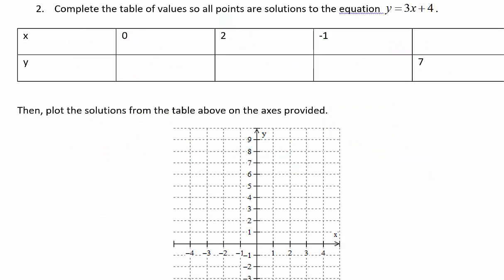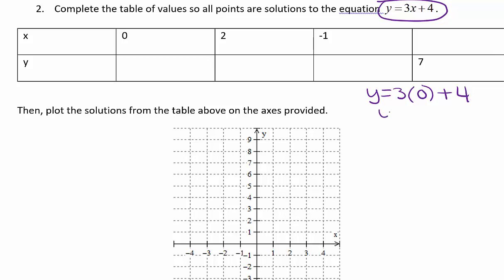Now, if I give you half of the solution, we can find the other half. For example, in example 2, we've got the equation y equals 3x plus 4. I have a table of values with x's and y's, and I want to know what is the missing value in each place in this table. So the first column of the table of values says x equals 0, and the y is blank. So I want to know what y value goes with an x value of 0. To answer this question, I'm going to replace the x in my equation with 0 and then solve for y.